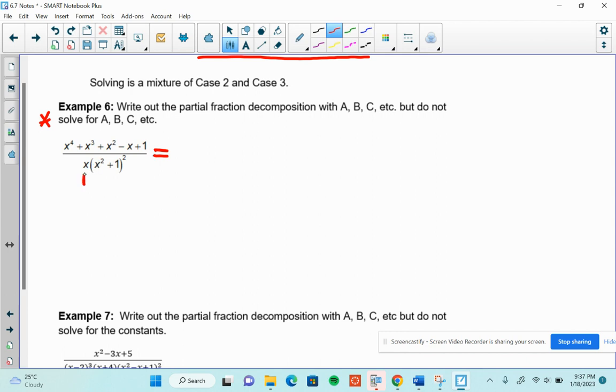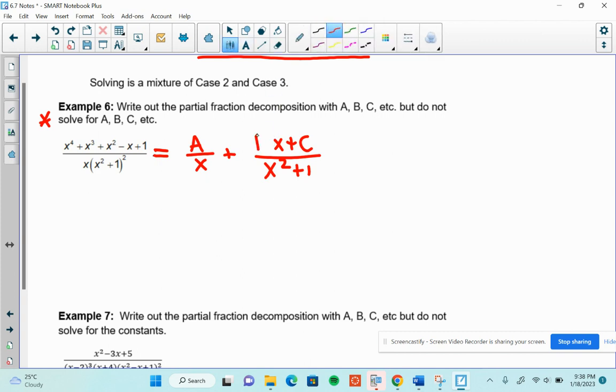Notice what I have. I have a linear factor. So that's going to be a constant over x, and it's not a repeated factor. But then I do have a repeated quadratic, a repeated irreducible quadratic. So I have to have two fractions for that. I have to have a bx plus c, because the irreducible quadratic has to have a linear top, not just a constant, but a linear top.